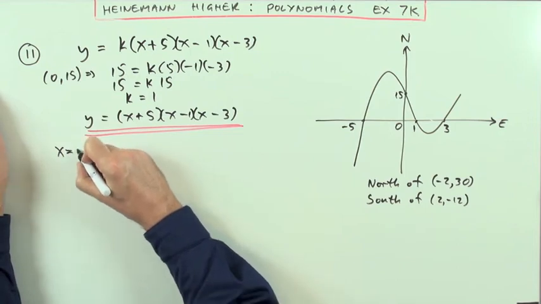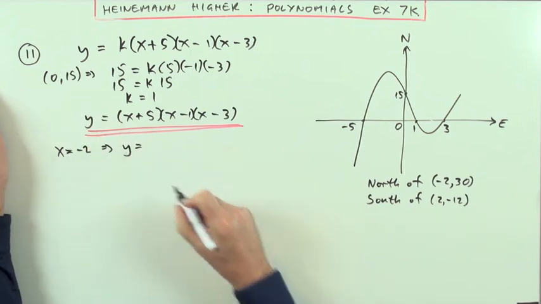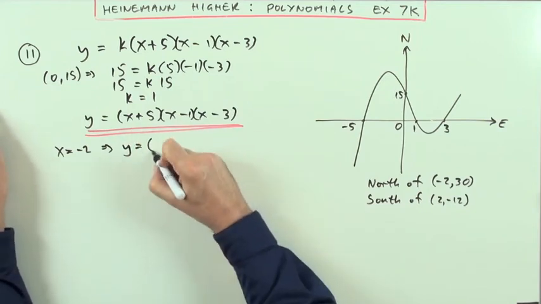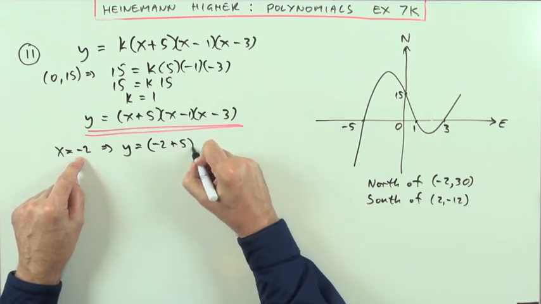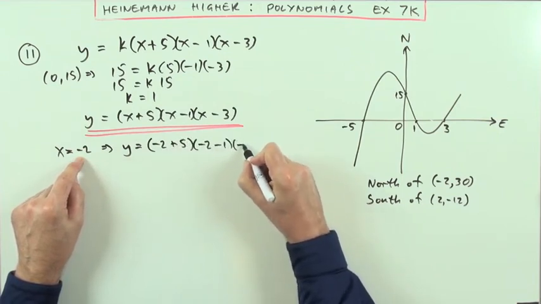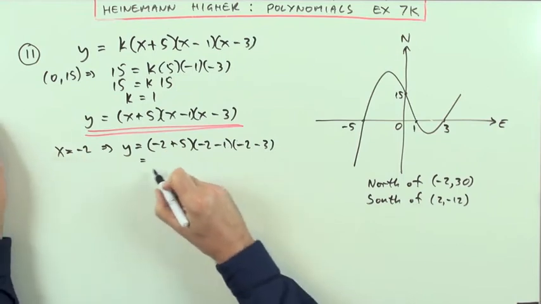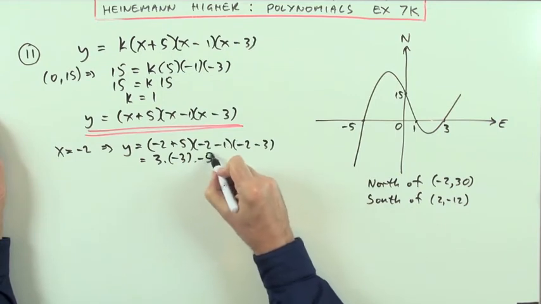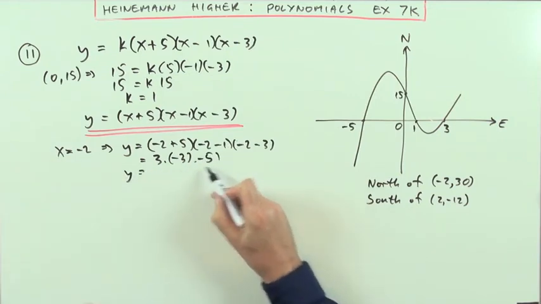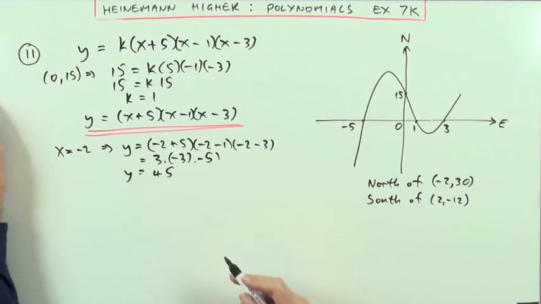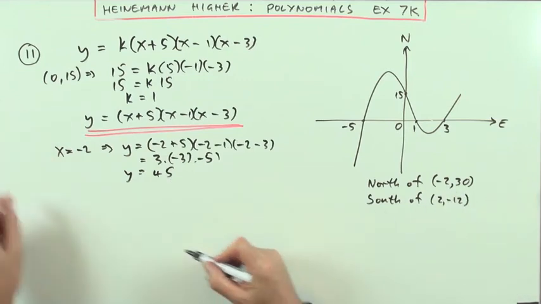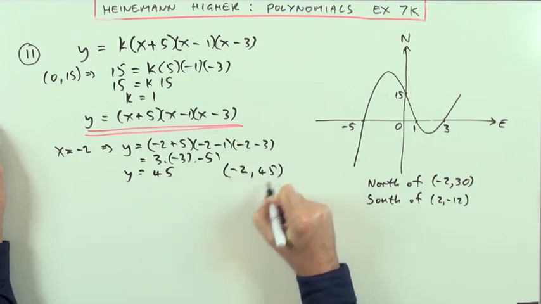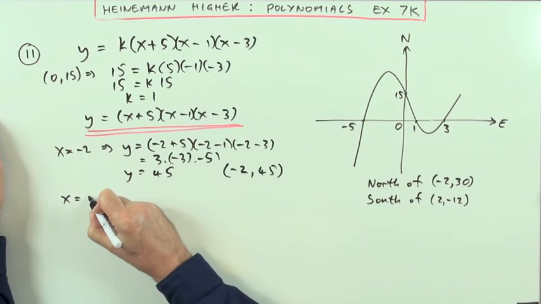So what happens at x equals -2? If x is -2, y equals, and the factorised form will do fine for the calculation. In fact, it's even better that way, because that means I've got just (-2 plus 5) times (-2 take away 1) times (-2 take away 3). So that's going to be 3 times -3 times -5. So the y-coordinate is going to be 9 5s are 45. Is that north of 30? Yes. So they actually went up to, well, I put the answer, (-2, 45).